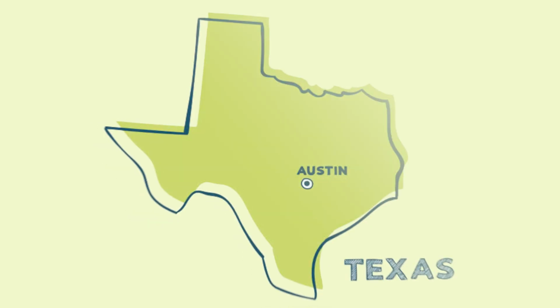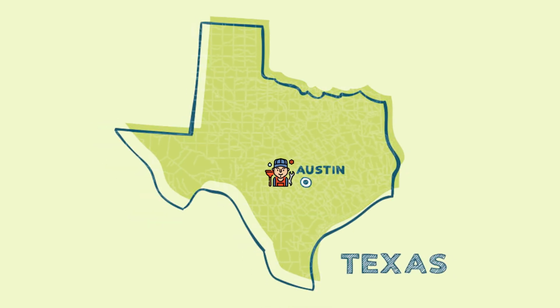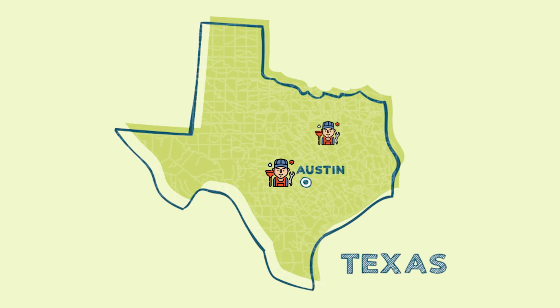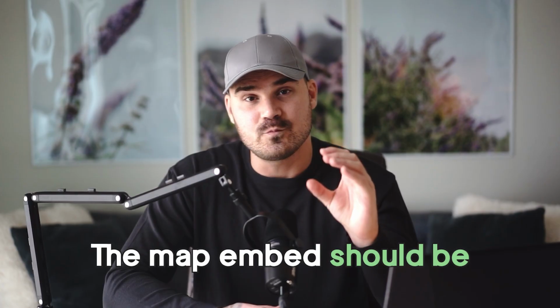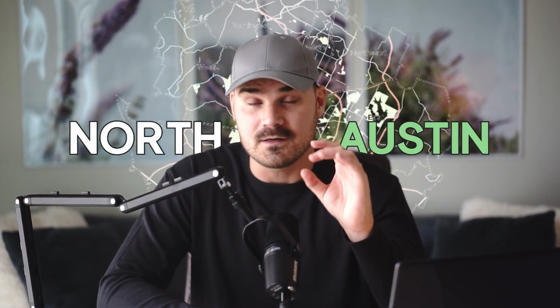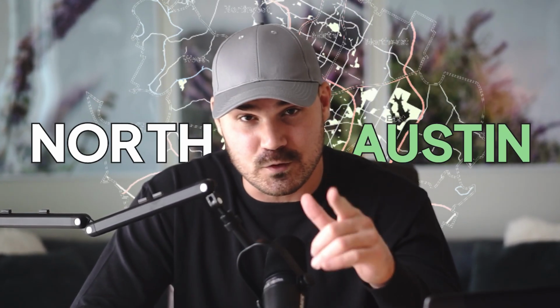Now there's a caveat here that you have to kind of keep an eye out for, and let me explain what that is. If you have a location page, for example, let's say you're an Austin plumber and you want to start talking about serving North Austin, in that case, that specific page, the map embed should be of North Austin, not of your Google Business Profile. So that's a small tip for you right there.